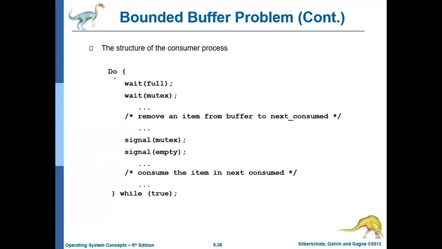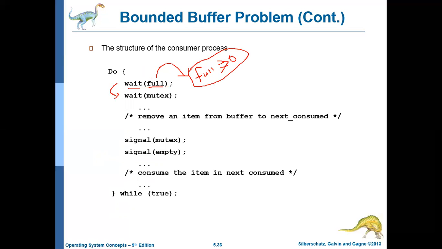It is quite similar, but the consumer first performs a wait operation on full. Initially, if you see, full is equal to 0, which means nothing is filled, all are empty. If all are empty, then the consumer cannot consume anything, there is nothing to consume. So the consumer will keep waiting until full becomes greater than 0. If full becomes greater than 0, then it will enter the next stage.